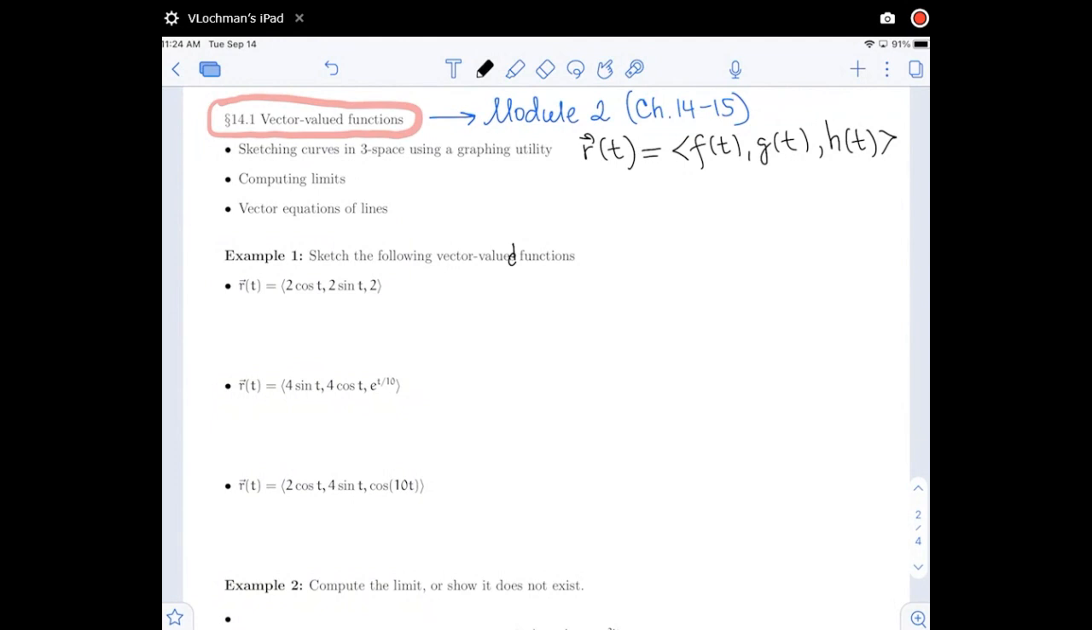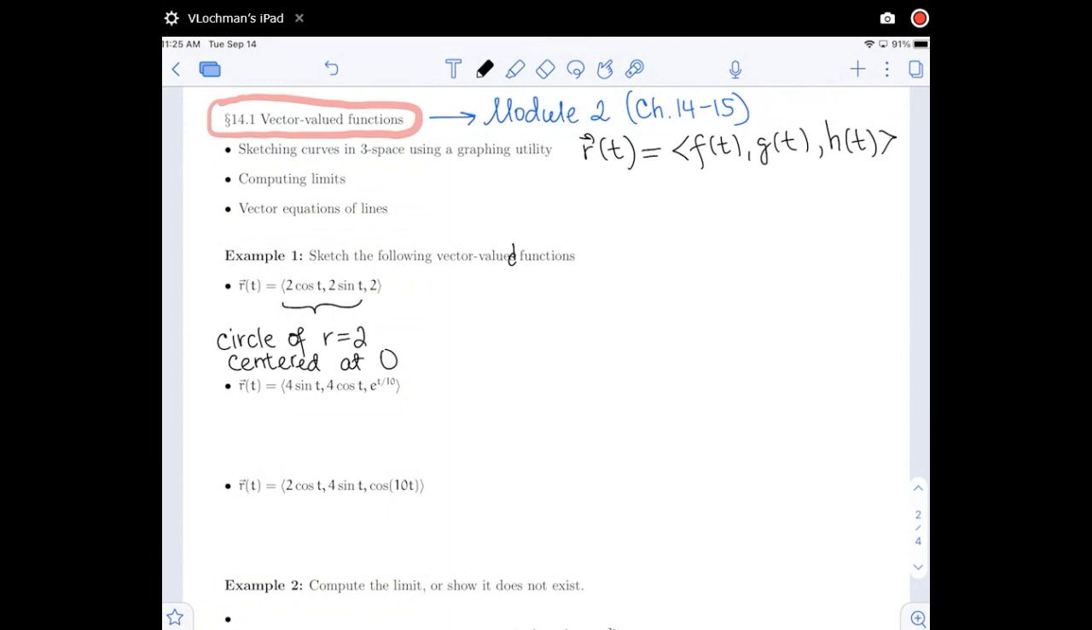So the first one is R of t with components 2 cosine t, 2 sine t, 2. We actually don't need a utility to graph this one, we can analyze it and say, all right, what is happening here? What is this curve? We know what 2 cosine t, 2 sine t is, right? That is just an equation of a circle. So this is a circle of radius 2 and it's centered at the origin.